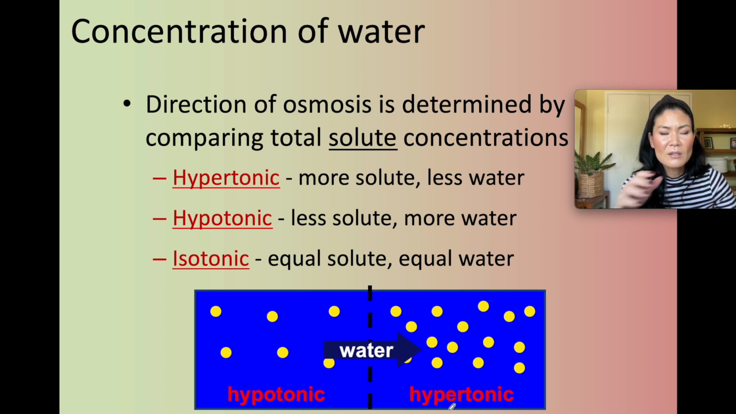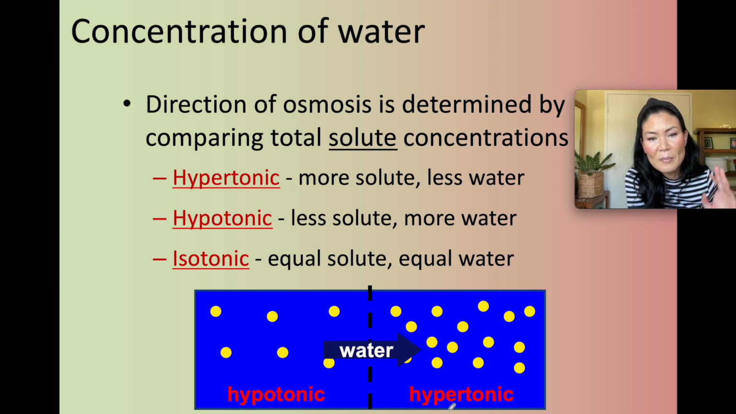So water is always going to go from an area or a solution where there's less solute, more water, to an area where there's more solute, less water. So the direction of osmosis is determined by comparing total solute concentration. When I compare the solution here on the left side, this is my left side, this is my right side, I've got more water on the left side, and I've got less solute on the left side. So by definition, this solution is hypotonic. On the right side, this solution is hypertonic.